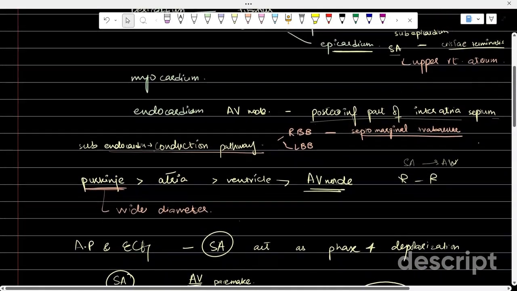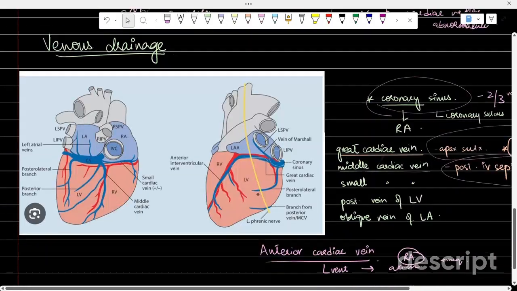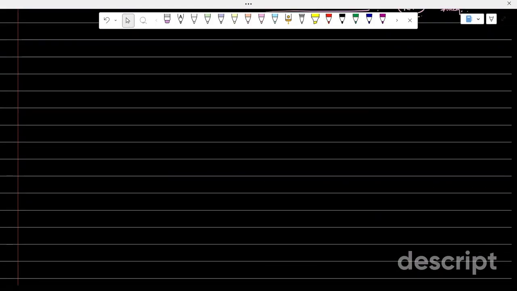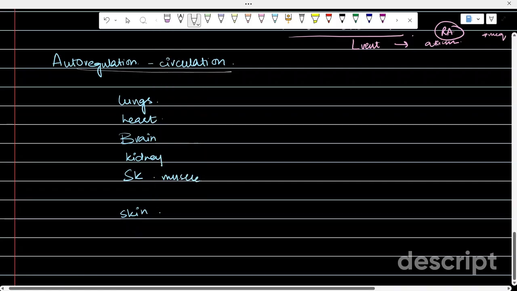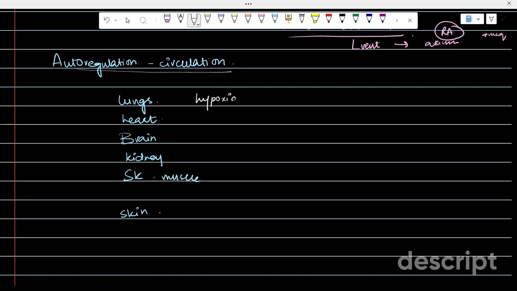Now we're done with the structure, the nerve supply, and the venous drainage. We have already done the arterial supply of the heart. We will talk about how the heart maintains the pressure, or what the reflexes associated with it are. So let's start with the autoregulation of the circulation. The circulation in the lungs is basically maintained by hypoxia. We'll study this in detail in respiration. So hypoxia causes vasoconstriction. The circulation in the heart is associated with the local metabolites.